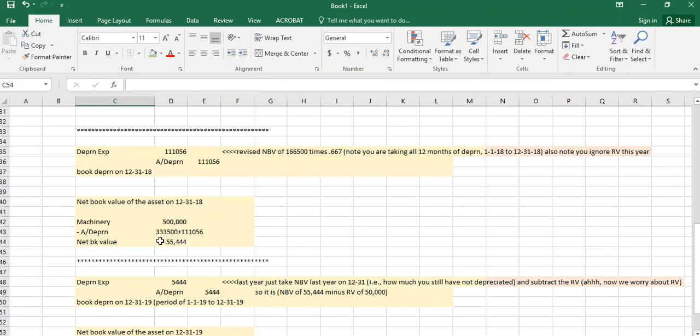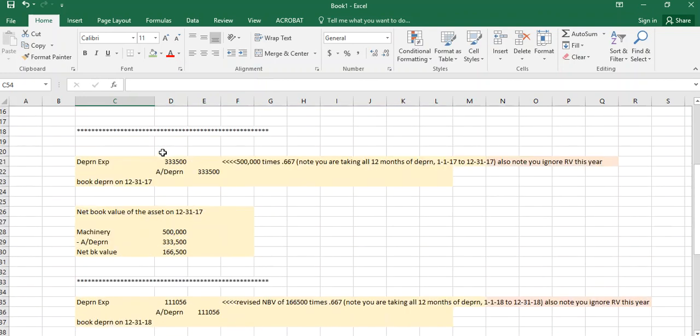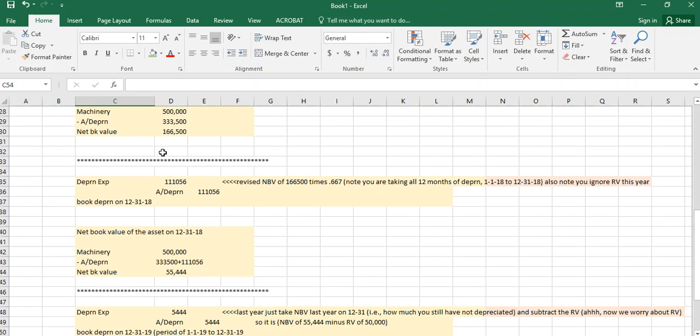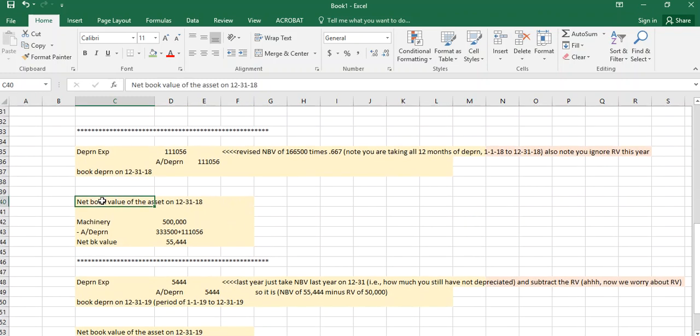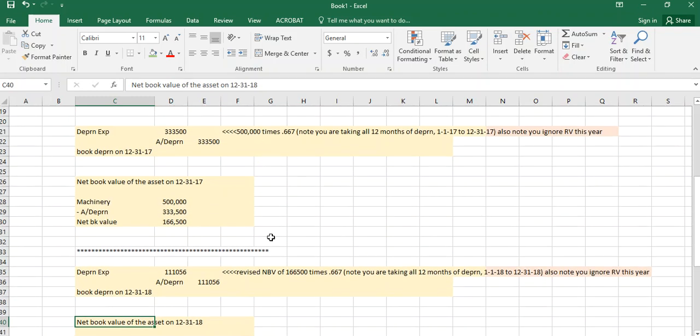Okay, so now let's make our entry here at the end of 12/31/18. We just did 17, let's do 18. Notice that now you're not multiplying by 500,000. Now we're multiplying by the latest version of net book value. Well, the latest version of net book value we have is last year's. This is how much potentially is available to be depreciated over this year, 18.